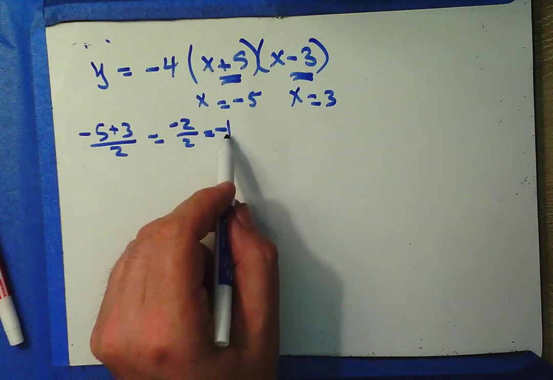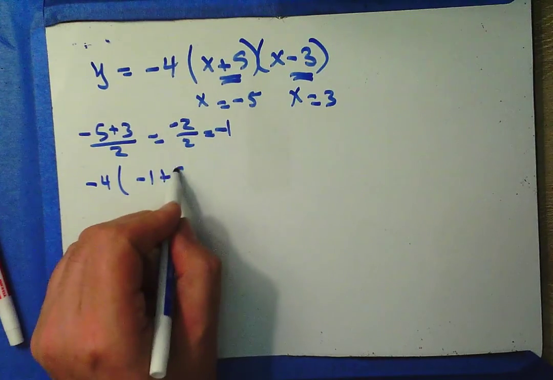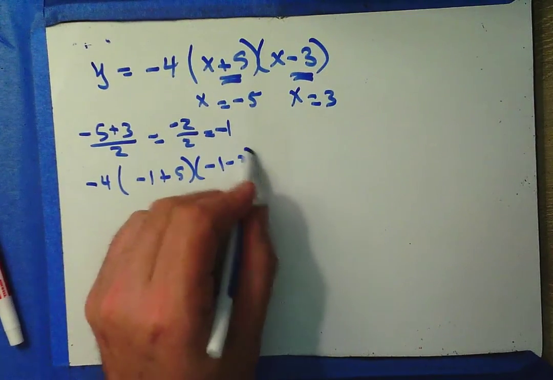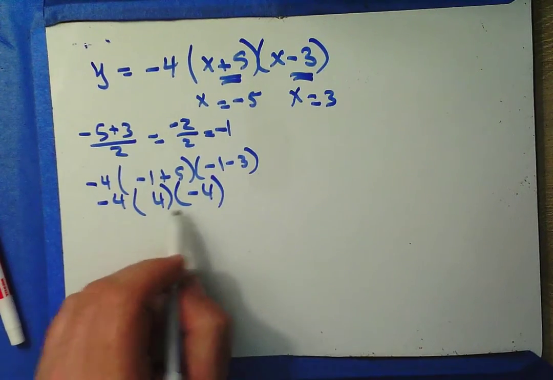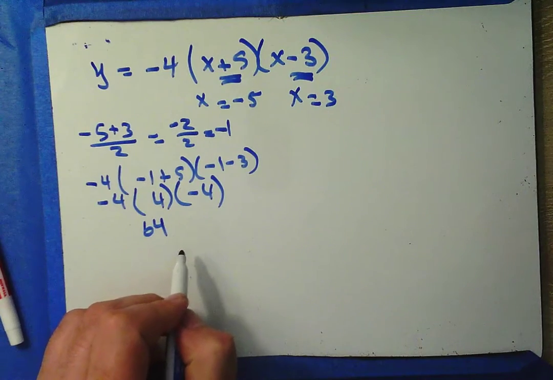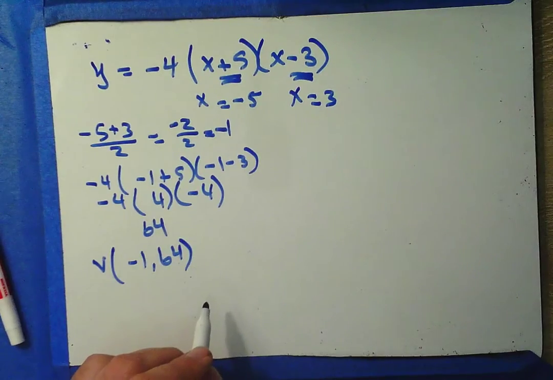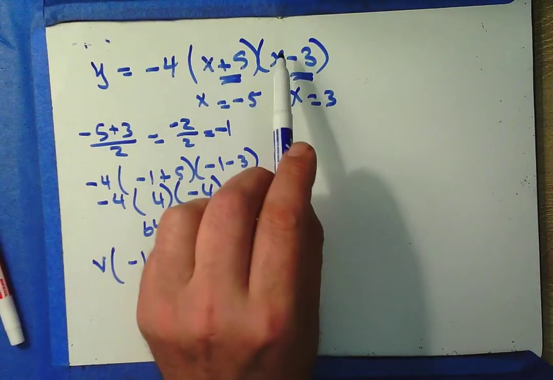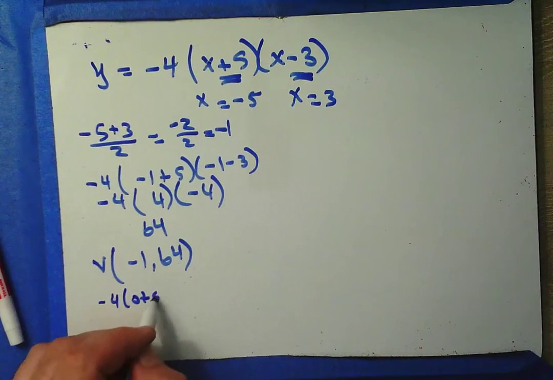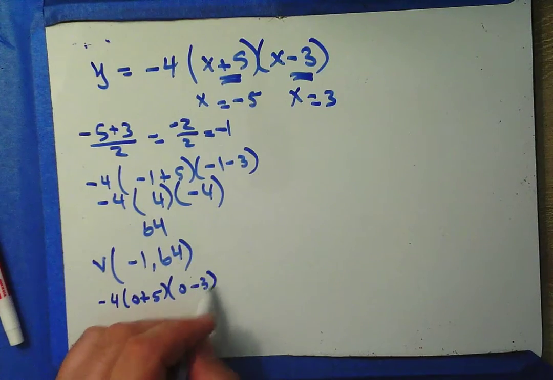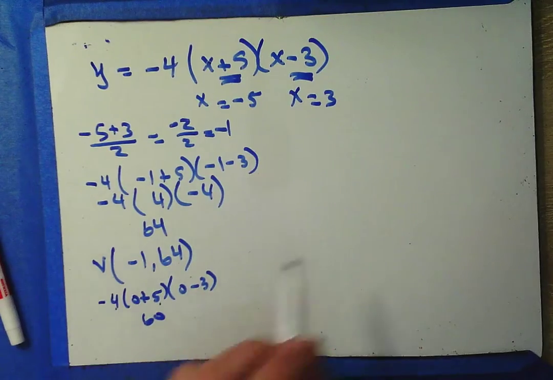So I know the x-coordinate of the vertex. I'll plug that back in. I'll have negative 4 times (negative 1 plus 5) times (negative 1 minus 3), which is negative 4 times 4 times negative 4, which is positive 64. So my vertex is located at (negative 1, positive 64). What about my y-intercept? If I plugged a 0 in here and a 0 in here, I'd have negative 4 times (0 plus 5) times (0 minus 3), or negative 15 times negative 4 is positive 60.